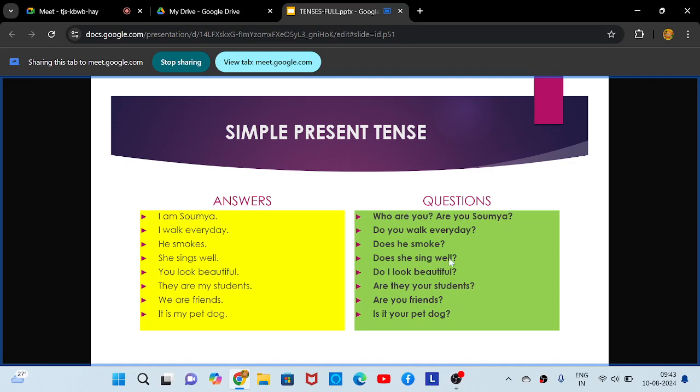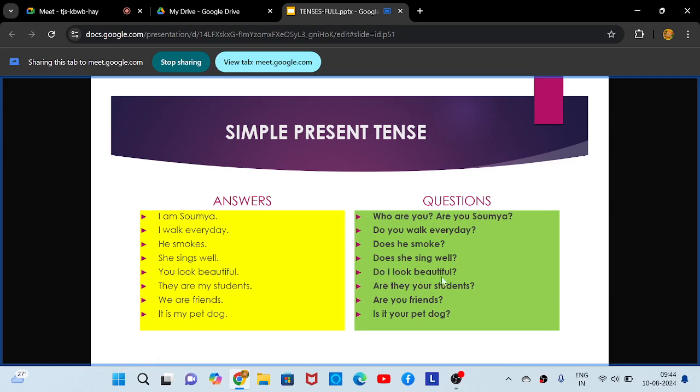Next is, does she sing well? So you are using does instead of do because she is the singular subject. He, she, all these are singular subjects. So you are using does instead of do. So does she sing well? So here again forget the does, keep it aside for some time. She is the subject plus sing is the V1 plus well is the object. So she sing well, subject plus V1 plus object. So the answer is yes, she sings well. Okay, that is also in simple present tense.